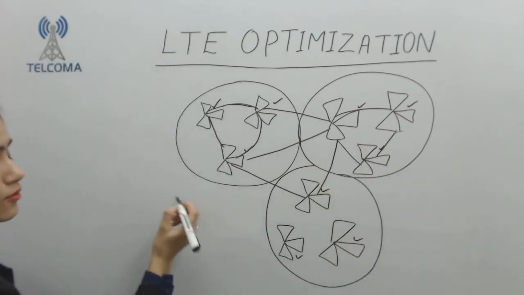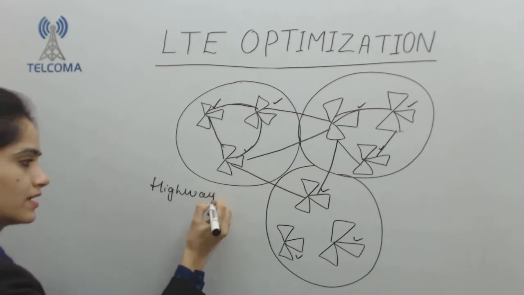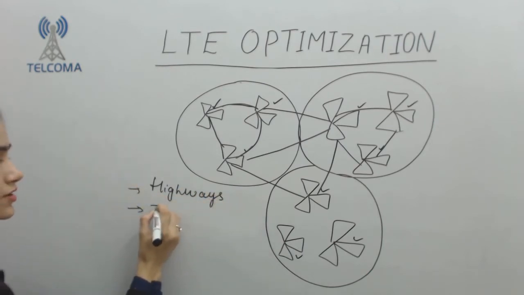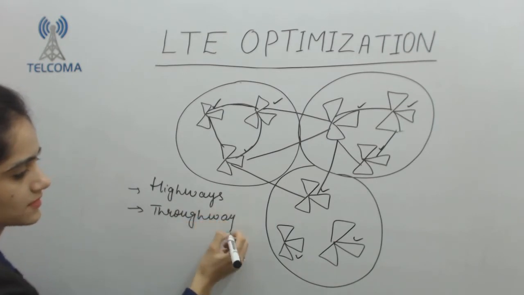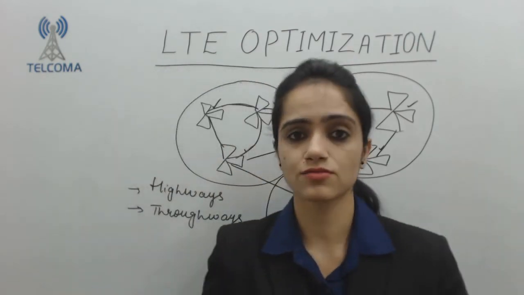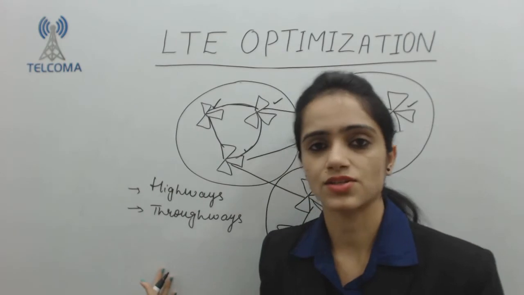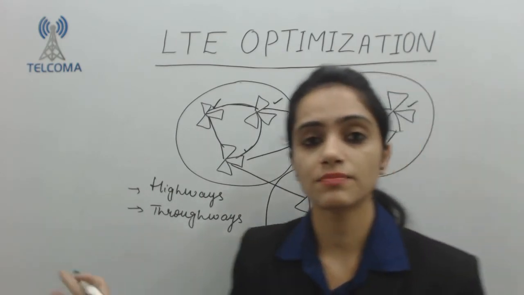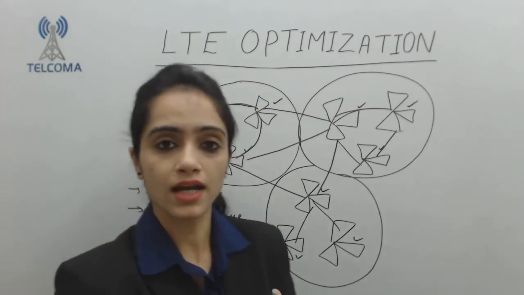That means we require to cover highways as well as all throughways, the major roads connecting and the smaller roads. Because now in cluster level optimization, we require to find out parameters which are majorly related to our handovers.